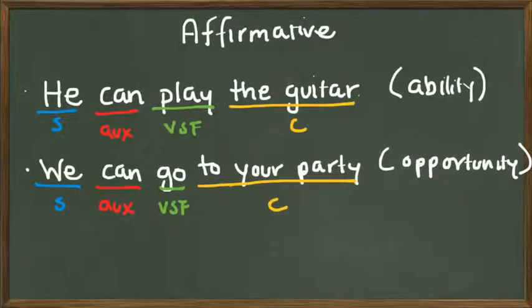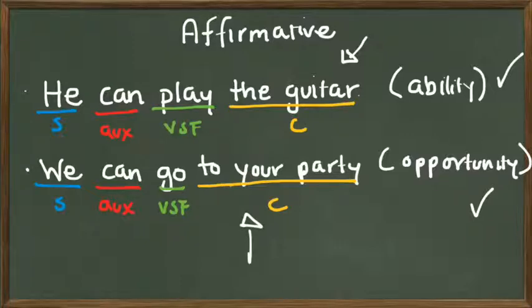Let's first analyze the affirmative. We have two examples. He can play the guitar. And this is expressing an ability. Why? Because I am expressing that I have the ability to produce music with this instrument. Also, in opportunity, we have: we can go to your party. In this case, we are expressing that we have the opportunity to attend this person's party.